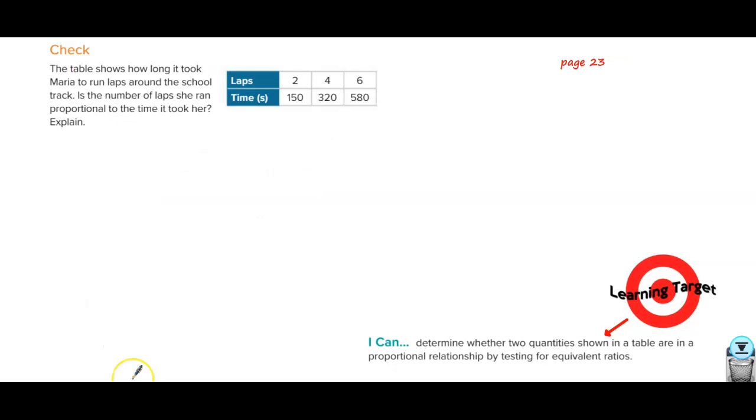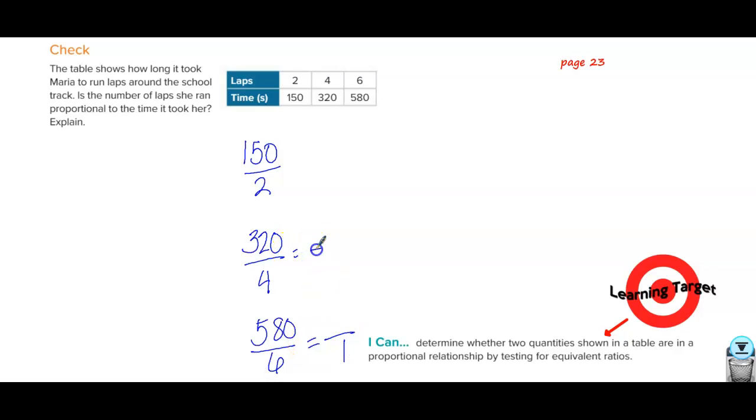So here's our check. The table shows how long it took Maria to run laps around the school track. Is the number of laps she ran proportional to the time it took her? So we're going to have 3 rates here. We have 150 over 2, 320 over 4, and 580 over 6. And in each case, we want to write these as a unit rate so that we can see if the unit rates are all equal.